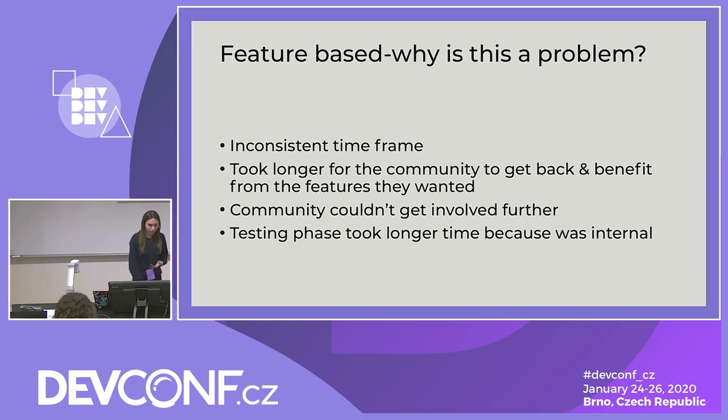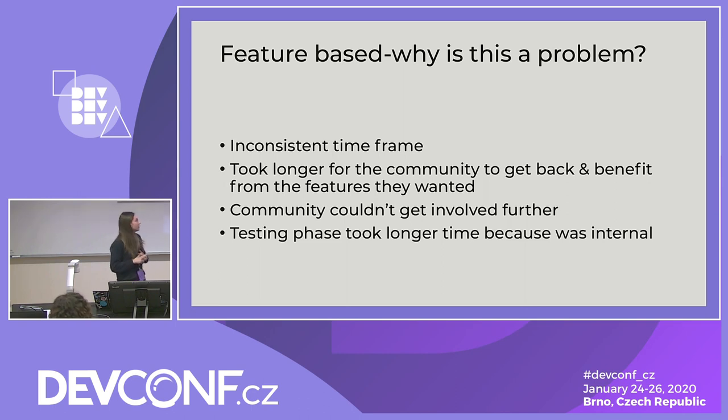Why was that a problem, which we realized 2 years ago? First of all, we did not have a consistent time frame for the releases, and nobody knew when we would have a new release. It could be every 3 months or maybe every 7 months. It would take much longer for the community to actually benefit from the software itself, because it would take longer to deliver the final product. The community couldn't get further involved.